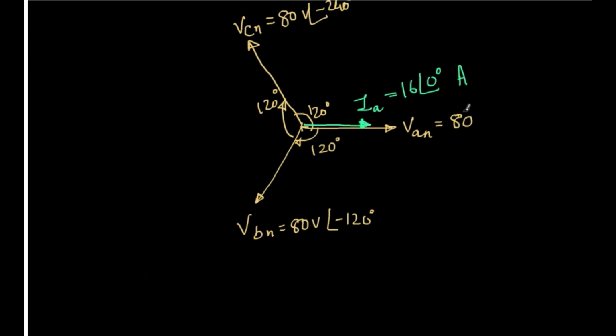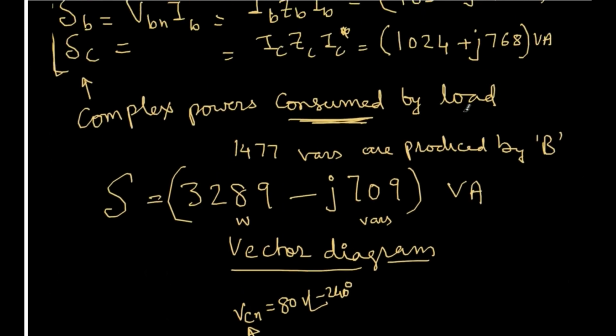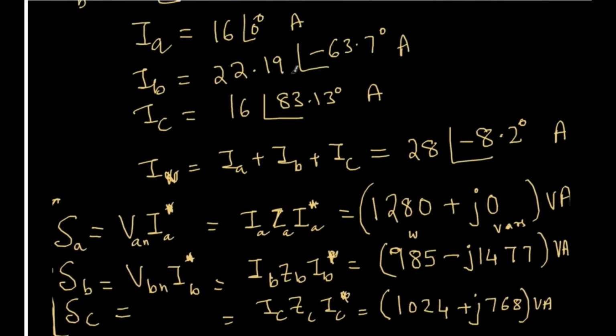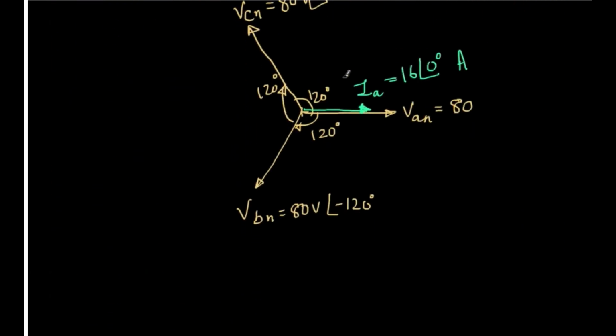Okay. Now, what about IB? When I go back here, IB is 22.19 and the angle is minus 63.7 degrees. Exactly, I can draw it using exact measurements, but here I'll roughly draw it. So minus 63 means somewhere in the middle of this, somewhere like this, I'll get it. Let's use a different color. This is IB.